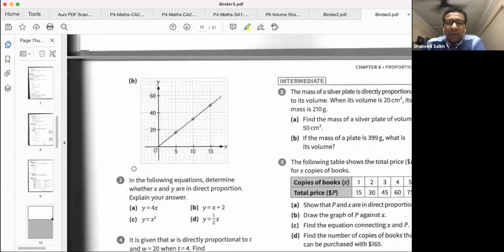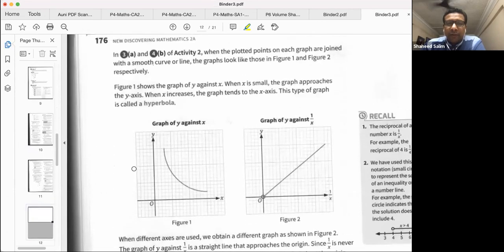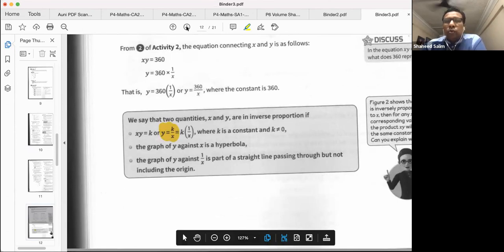What is the formula? Where's the formula? The formula is somewhere here. Let me see. Down here. Down here, what does it mean? Can you see this formula here? There's now direct proportion, y equals kx.